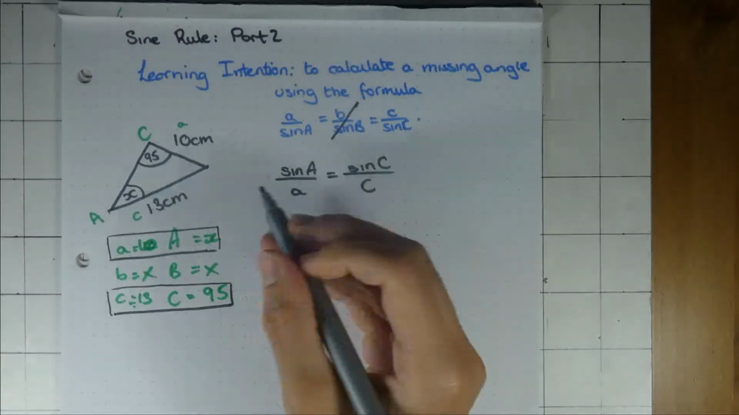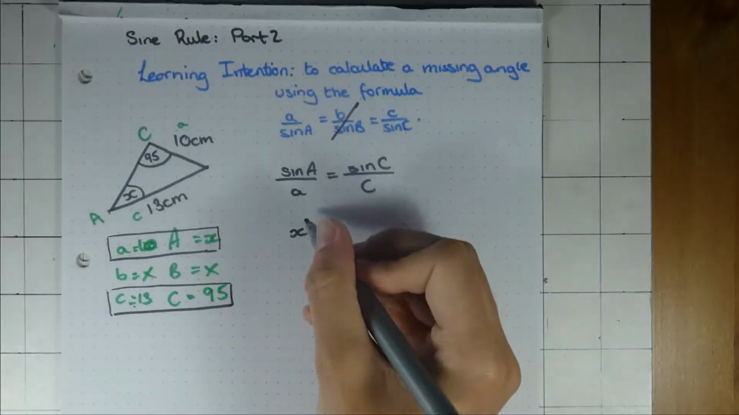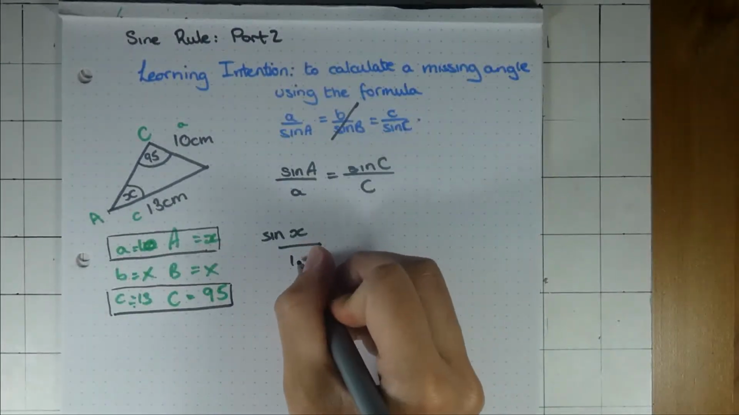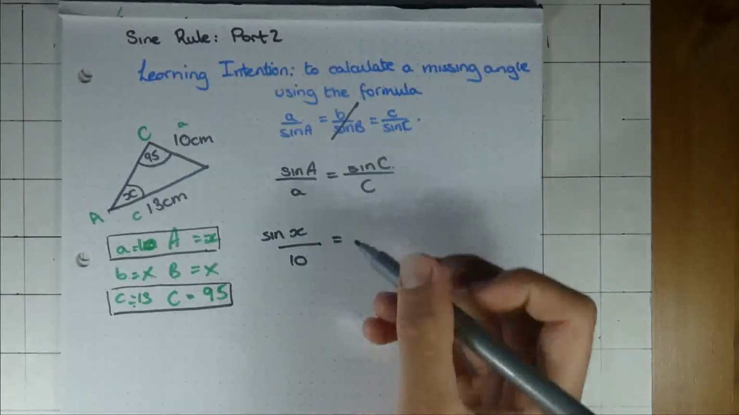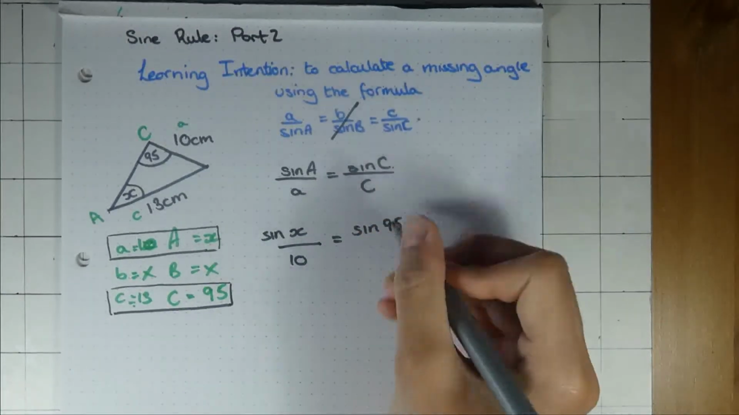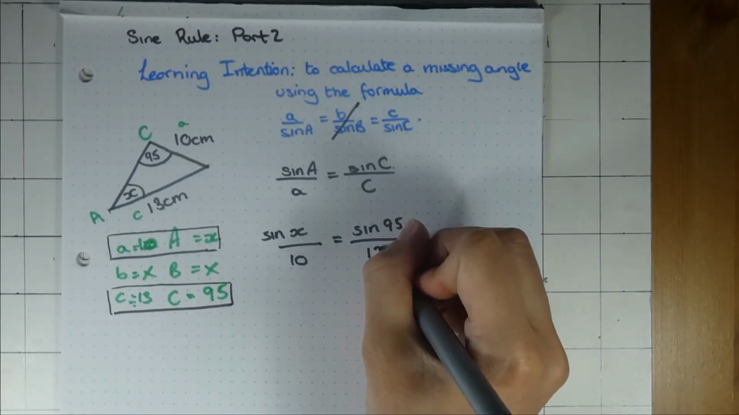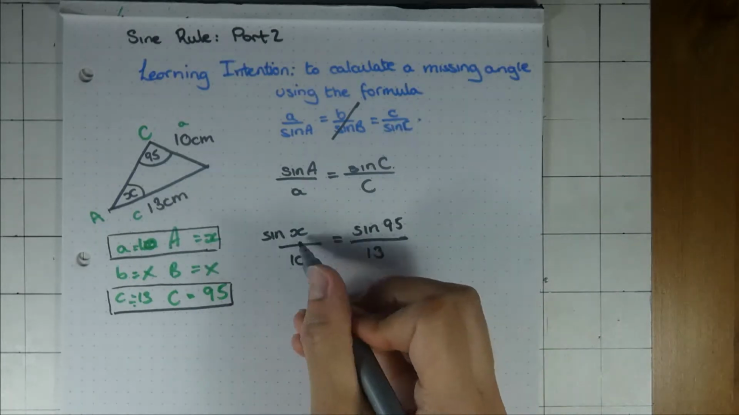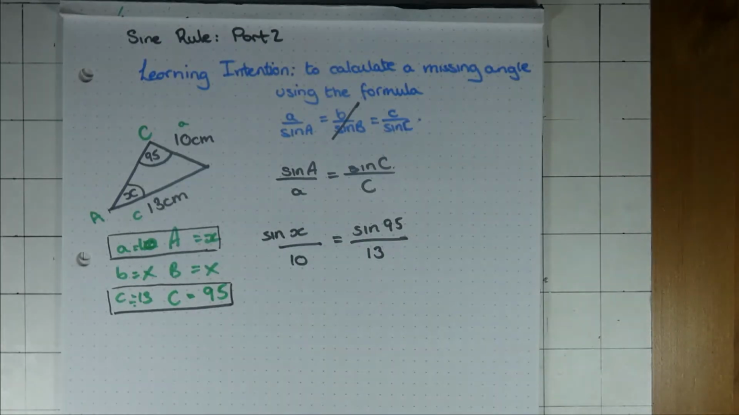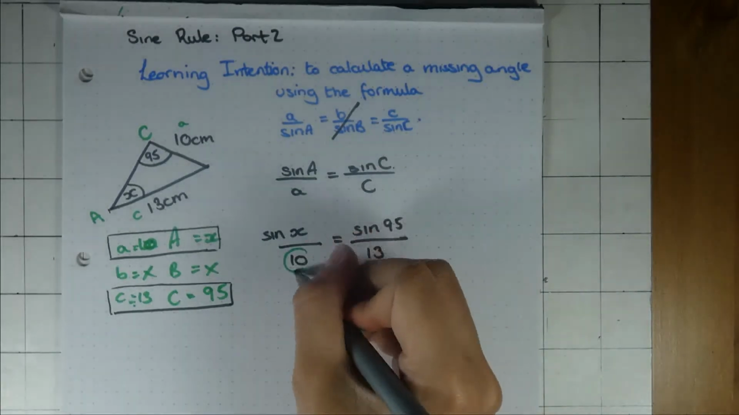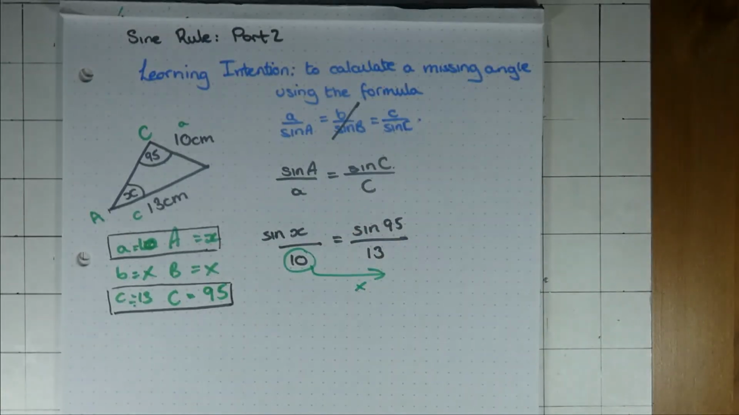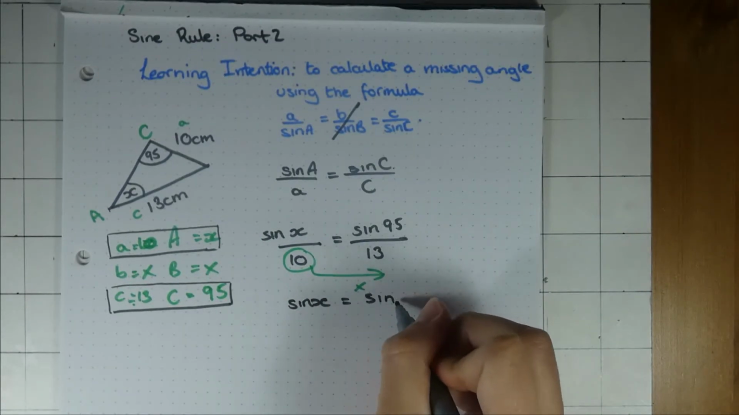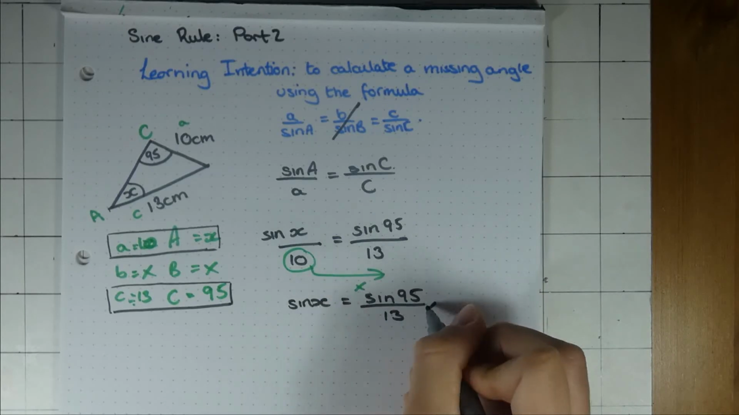So we are going to have sine X over little a, which is 10, equals sine of 95 over C, which is 13. And this is then the exact same as the last question. We want to get rid of this bit on the bottom, and it will go to the other side. So the 10 is going to go across, on the other side it's going to multiply. So we now have sine X equals sine of 95 over 13 times 10.